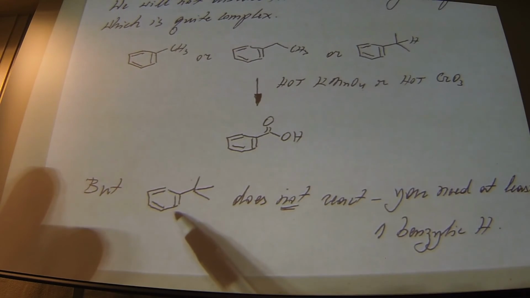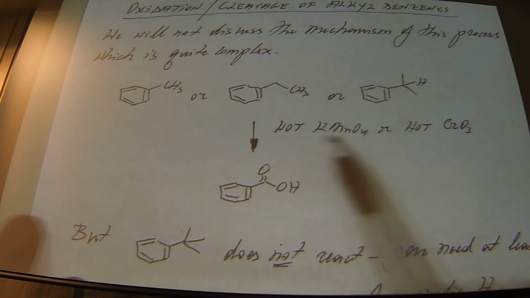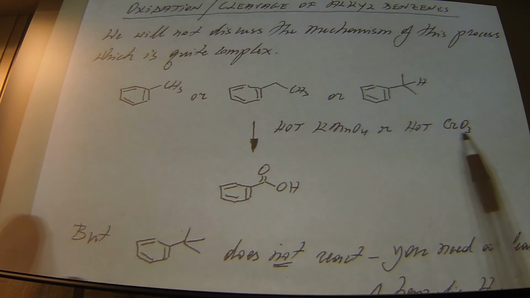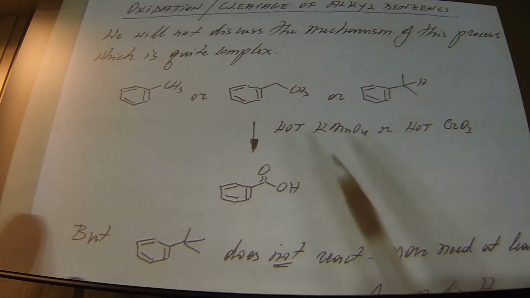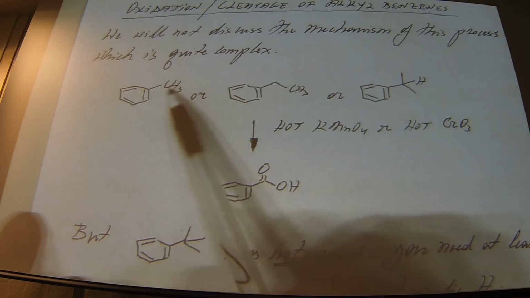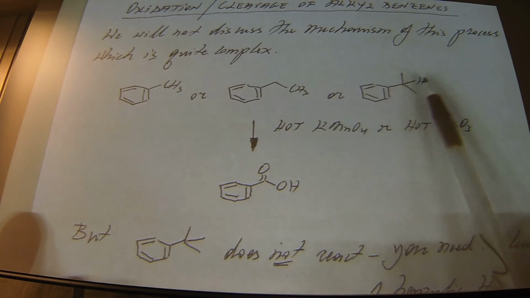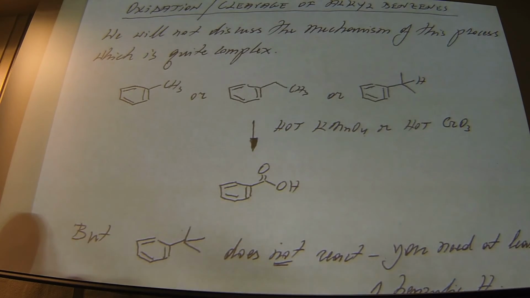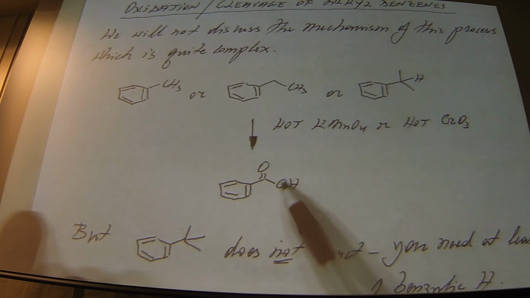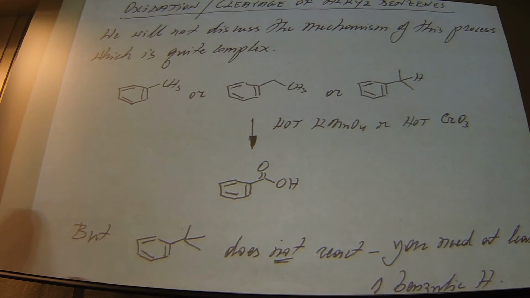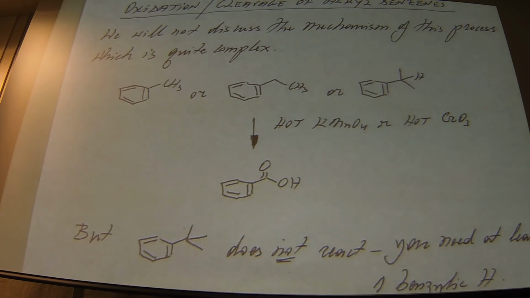So t-butylbenzene is inert. But if you use hot permanganate or hot chromium trioxide, really vigorous conditions, then you end up oxidizing this all the way to the carboxylic acid. If there's another carbon, this gets cleaved. If there are two carbons, then these methyls get cleaved, and so on. But in all cases, you end up with the carboxylic acid, the benzoic acid. So any kind of aromatic alkyl that has at least one benzylic hydrogen always gives rise to a carboxylic acid. Turns out to be fairly useful to do.